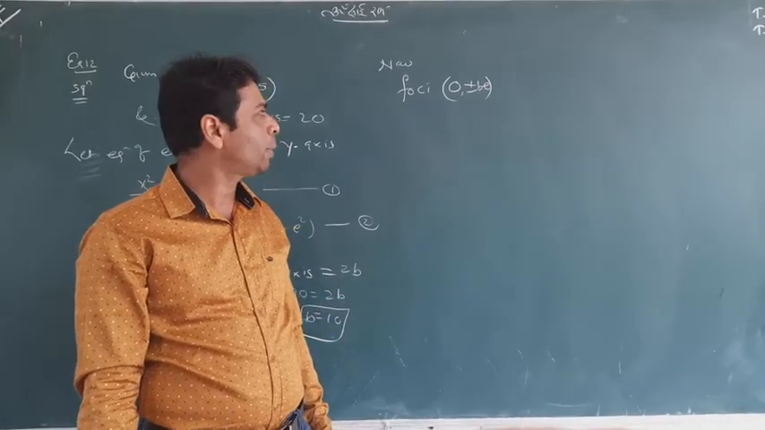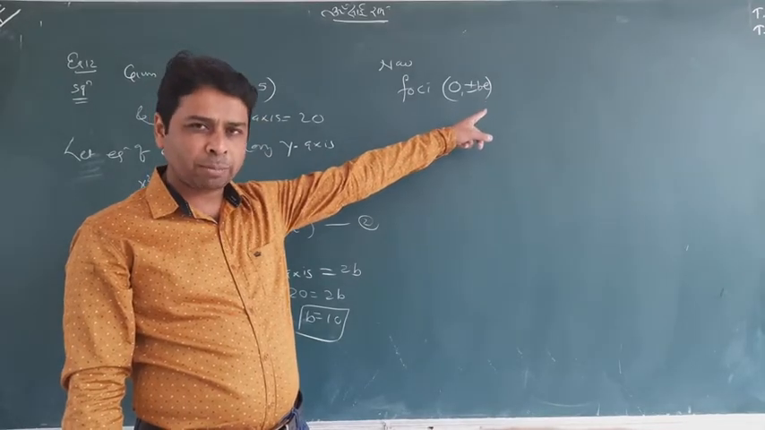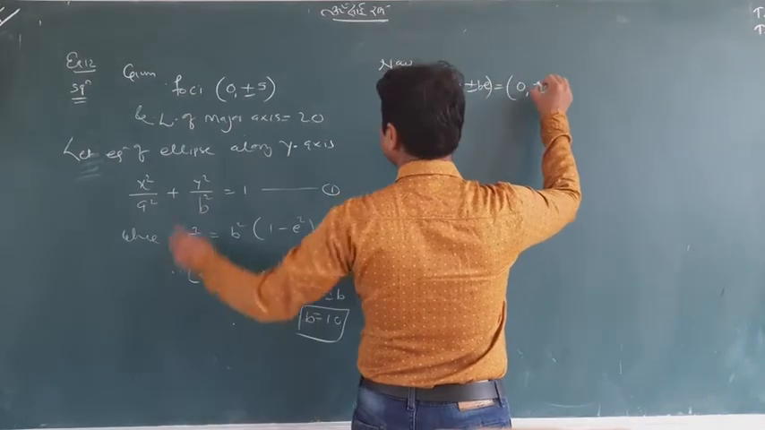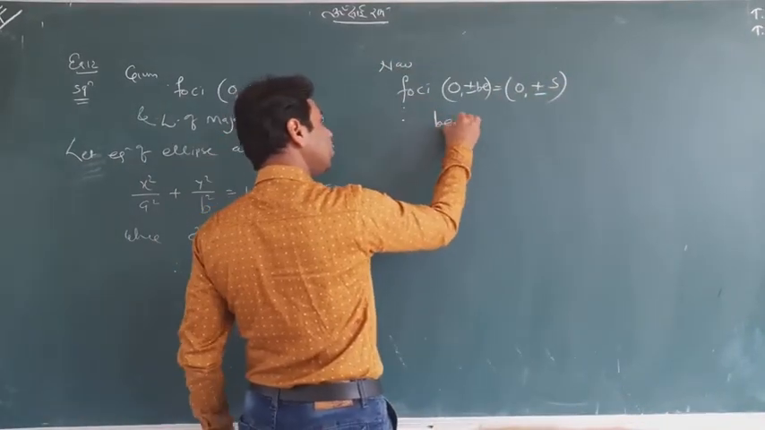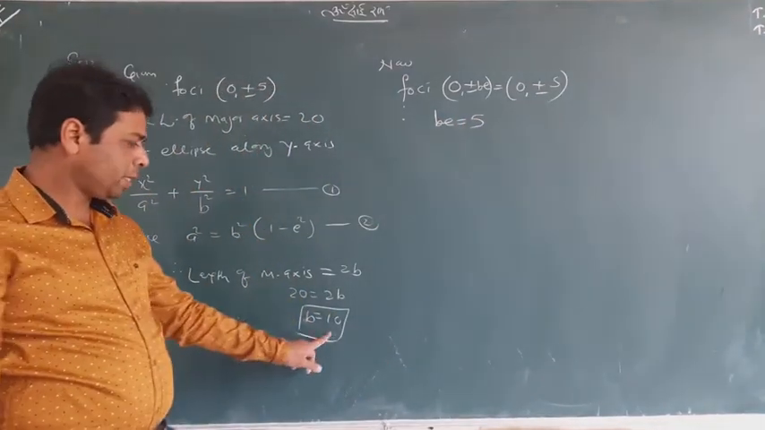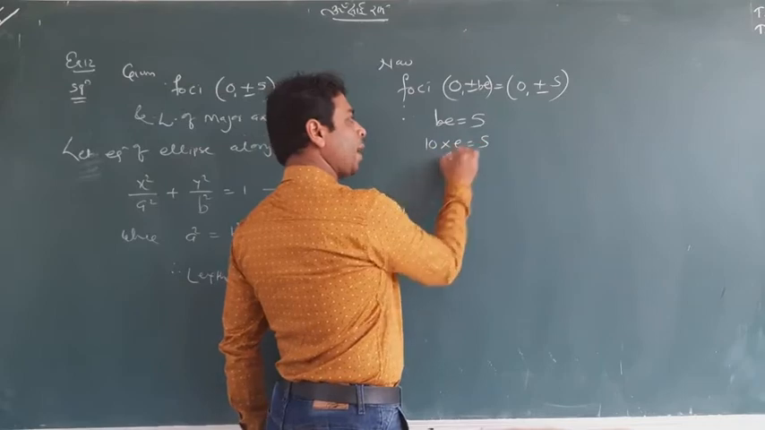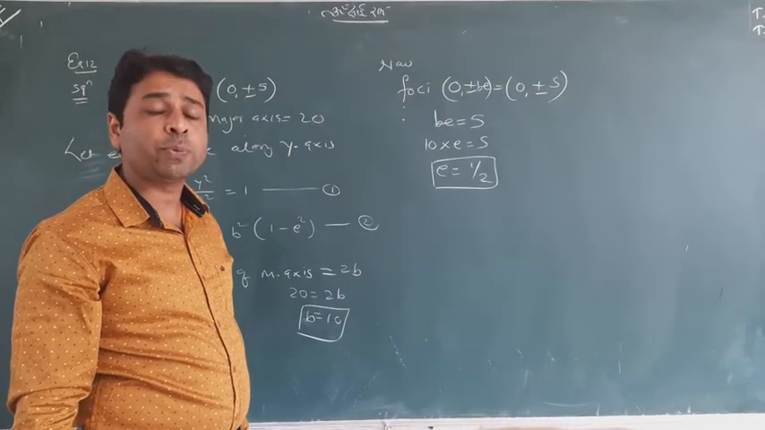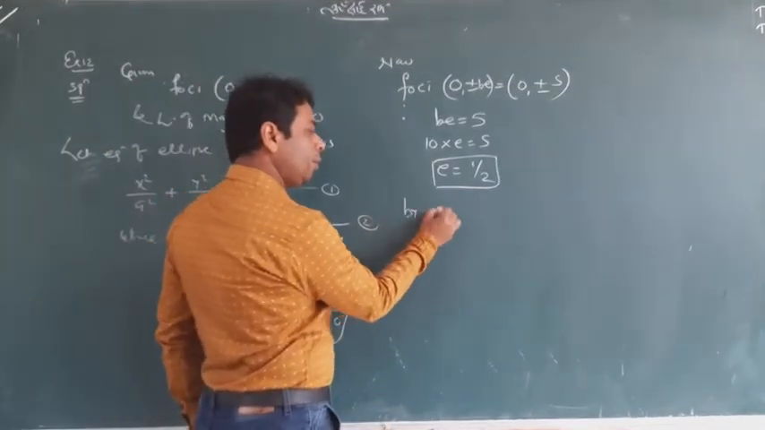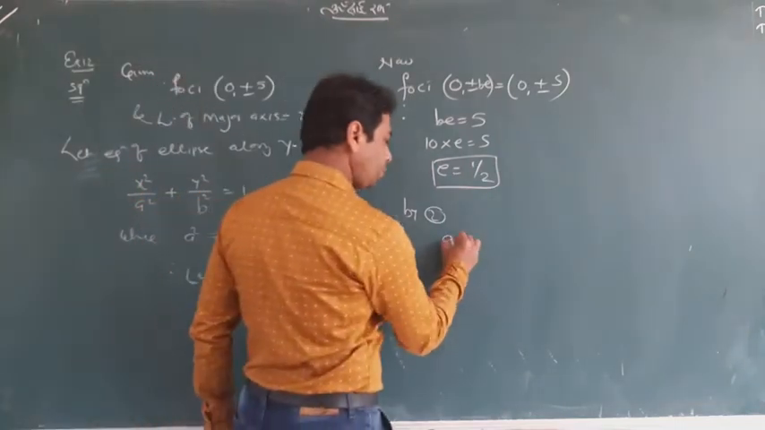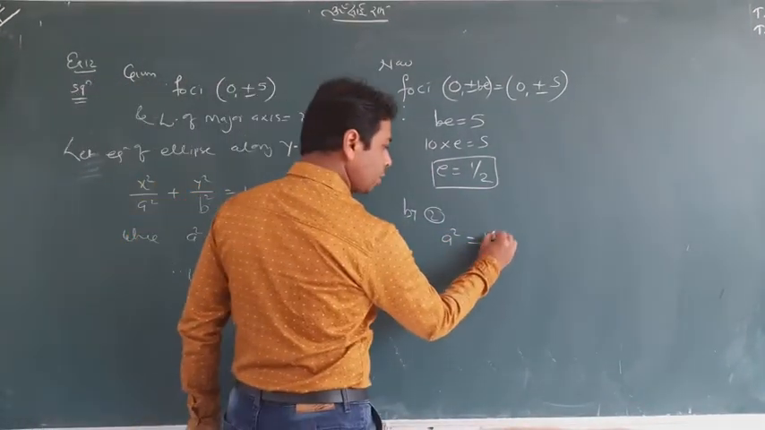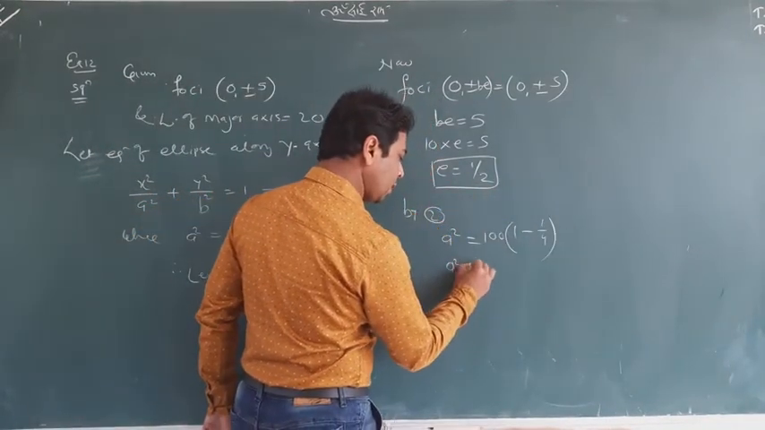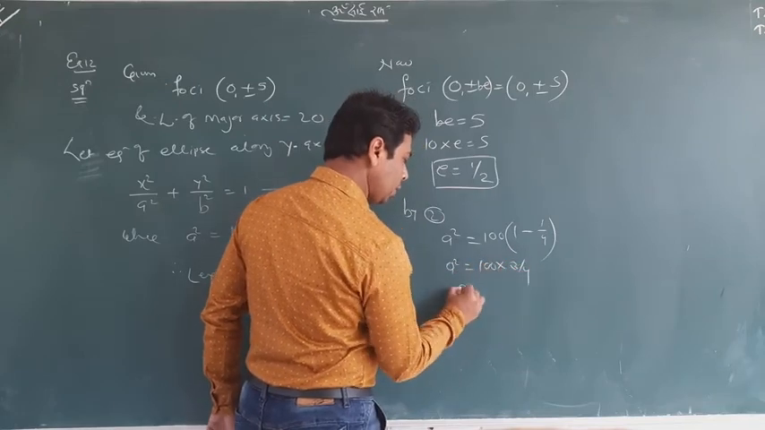So please remember that. Foci, as I taught you, is 0, plus minus be, which is equal to 5. So can you compare? be is 5, b is equal to 10, and we got e, which was actually not very important for us, but it will help us find a. So a square is equal to b square, which is 10 square, 100, into 1 minus e square, meaning 1 by 4. So your answer is a square is 100 into 3 by 4, a square equal to 75.